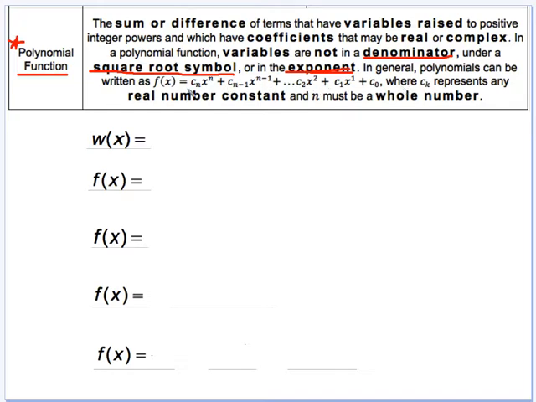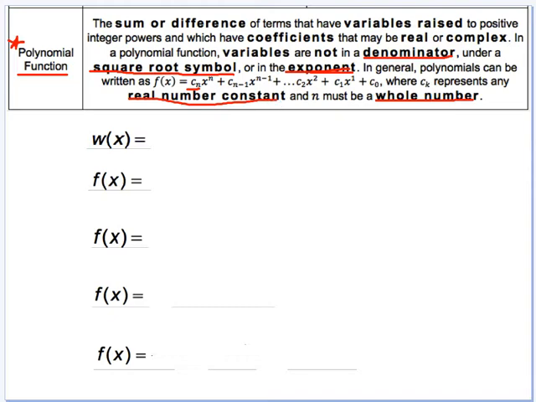Basically, your C's are your constant terms, and this is your first constant term, your second constant term, your third constant term, and so on, where c sub k represents any real number or constant, and n must be a whole number. Okay, so that may not make a whole lot of sense to you, all this big long definition.